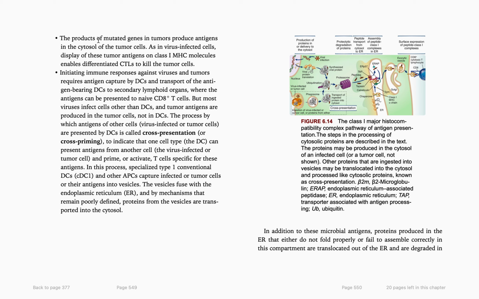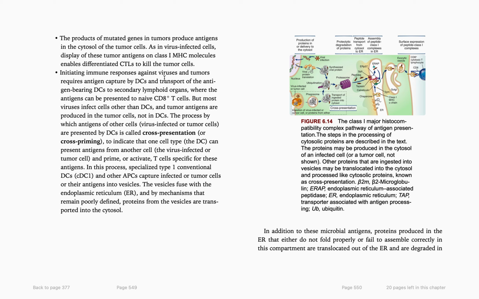The other source of protein is the product of mutated genes in tumors, which produce antigen in the cytosol of the tumor cells. As in virus infected cells, display of this tumor antigen on class 1 MHC molecules enables the differentiated cytotoxic T cell to kill the tumor.